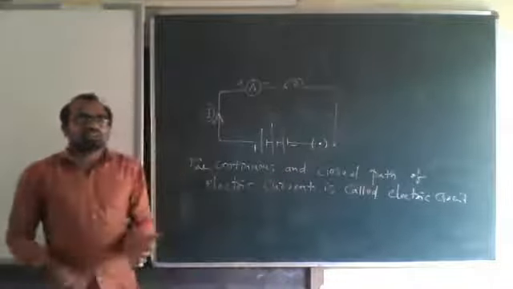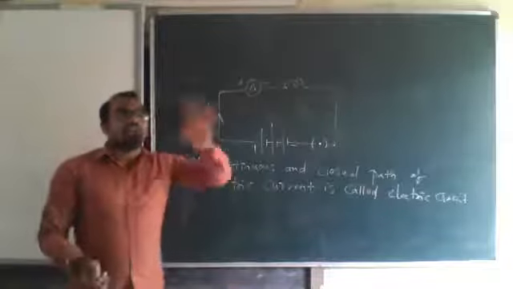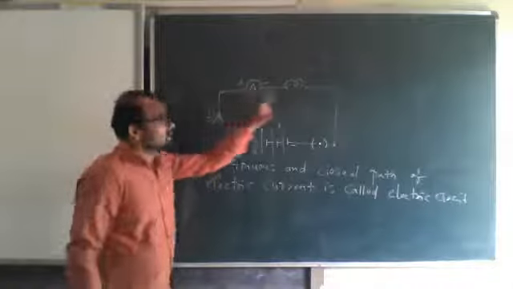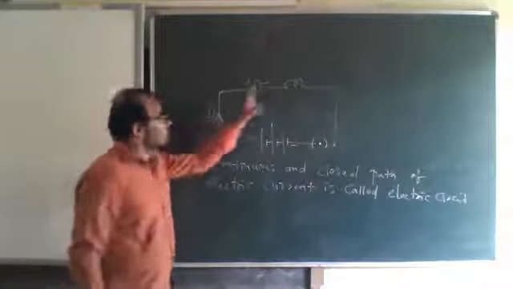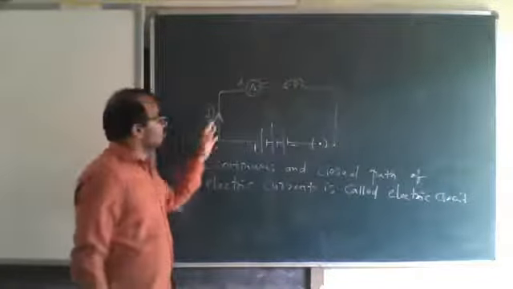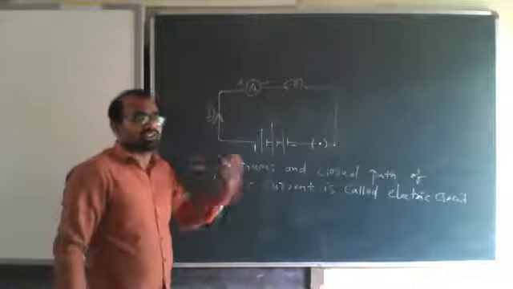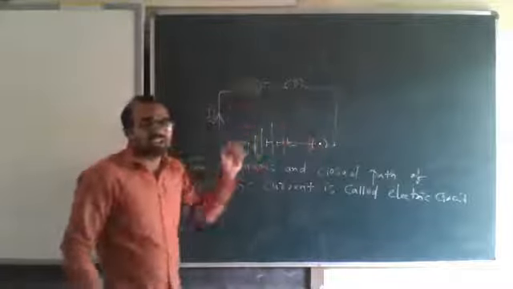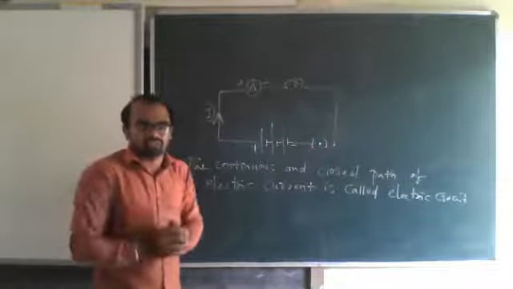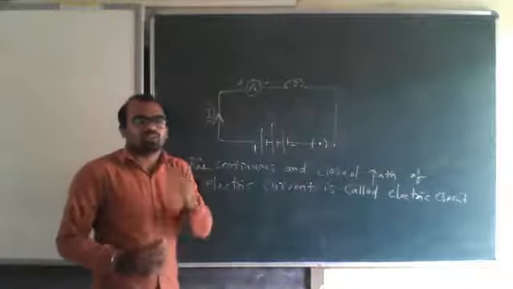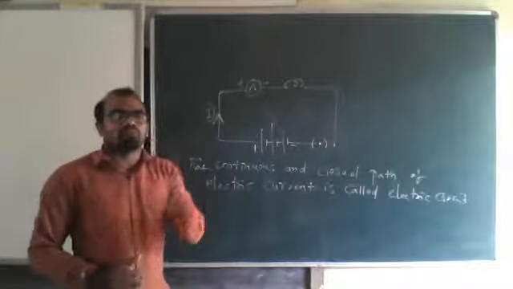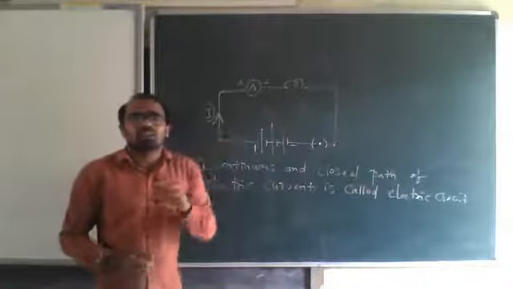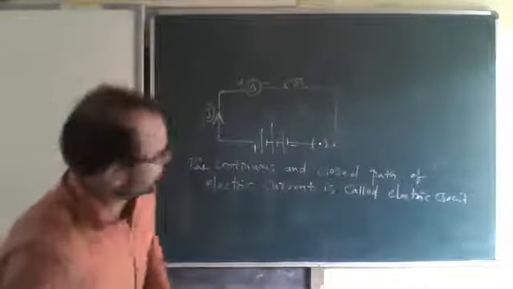So what is electric circuit? The continuous and closed path of electric current. Whose path is it? It's the electric current's path, because electric current is moving. Electric current is generated because of the flow of electrons, and it moves from positive to negative. That is the conventional direction of electric current. If anyone asks what is the direction of electric current, it is always from the positive to the negative of the battery or cell. That is the conventional flow of electric current.